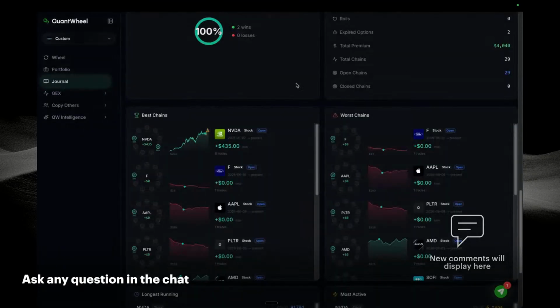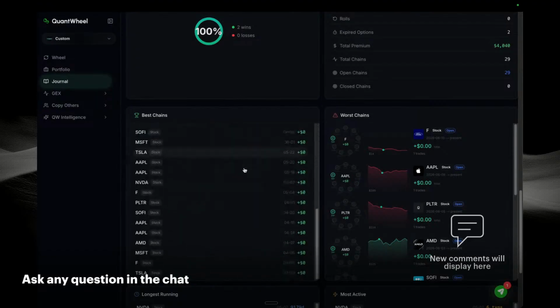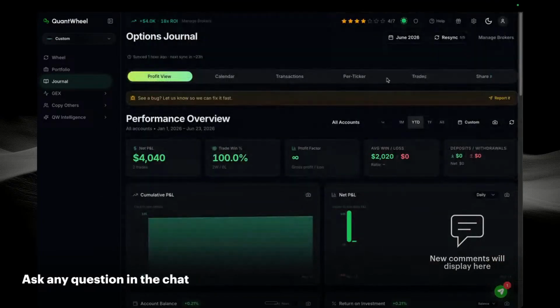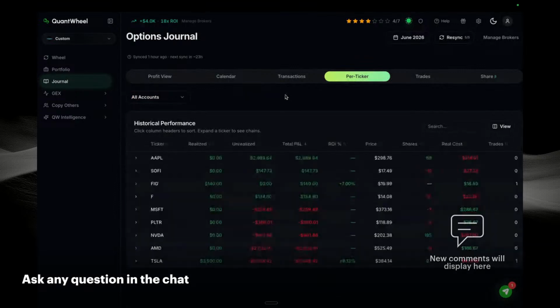So if you're a frequent user, if you're using QuantWheel for a year now, you can see that most of your trades, if you know what you're doing, now have a pretty low break even price, and you can see the break even here. For example, I'm going to pick a really good one. For example, this price here, Microsoft, the stock is 373, and the price for you, if you're rolling it for a while, is 286.